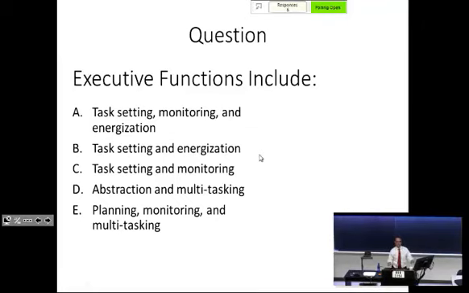Actually, let me do it differently. Stand up. Everybody stand up. Let's do this differently. This is going to be an active way of doing it rather than a passive one. If you think it's A, sit down. Okay. If you think it's B, sit down. If you think it's C, sit down.